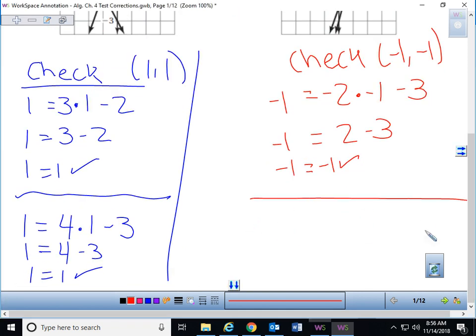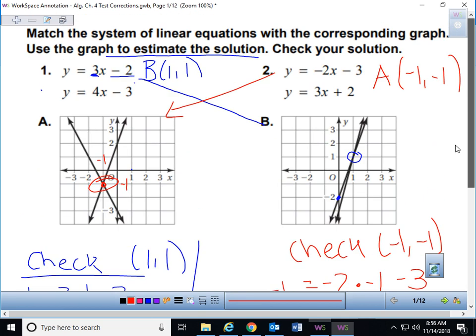Again, let's check the second equation just to be sure. So I'm left with negative 1 equals 3 times negative 1 plus 2. Now I have negative 1 equals positive times a negative is negative. So I have negative 3 plus 2, and negative 1 equals negative 1. So it works out there. These are your solutions here, and this red and the blue.